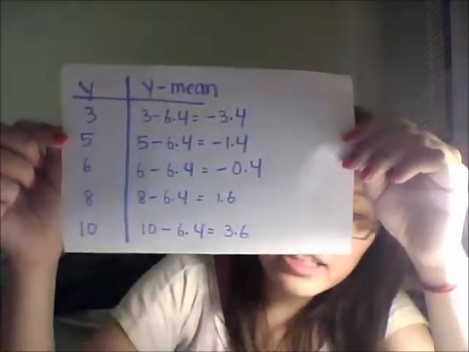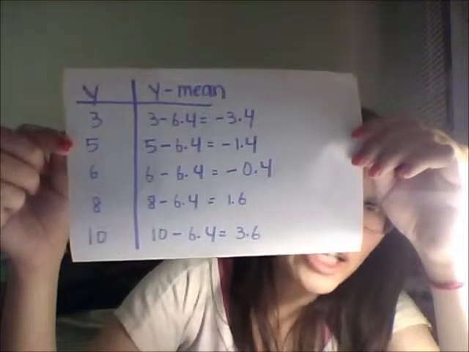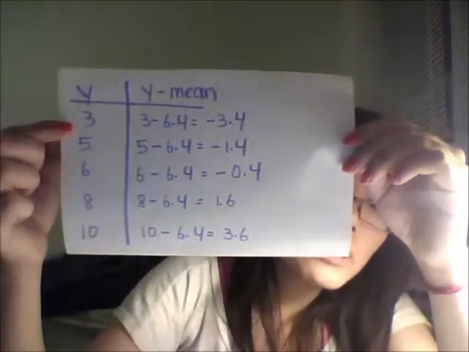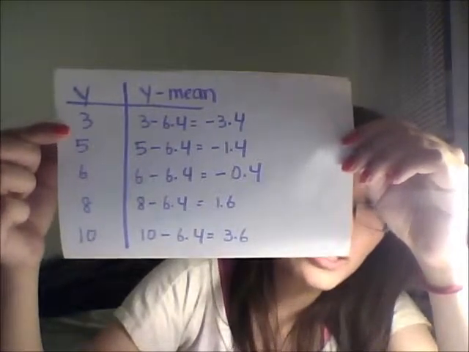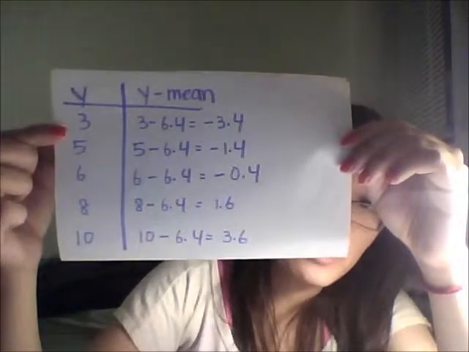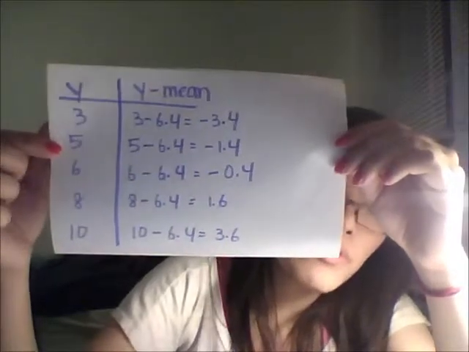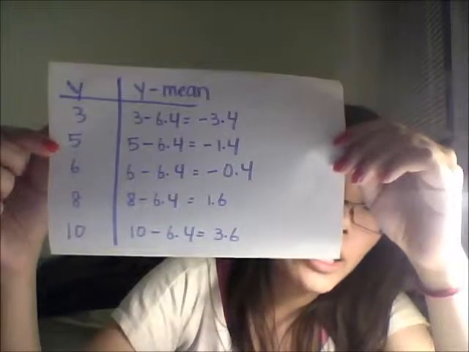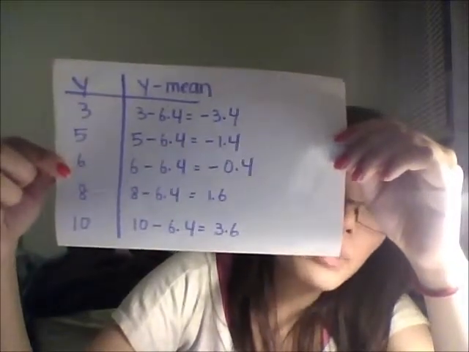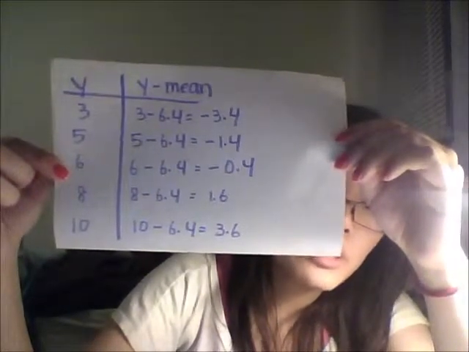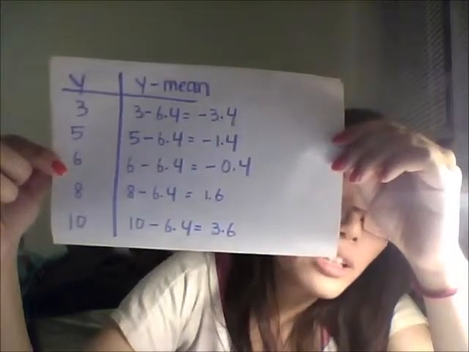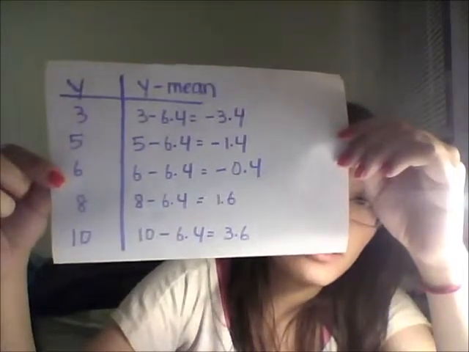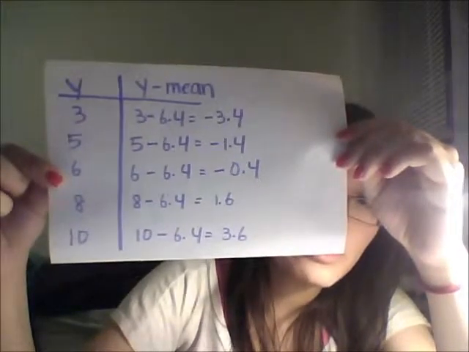So as we calculated before, the mean for y is 6.4. So we do 3 minus the mean, which is 6.4, equals negative 3.6. And then we do 5 minus the mean equals negative 1.4. 6 minus the mean equals negative 0.4. 8 minus the mean equals 1.6. And then 10 minus the mean is 3.6.